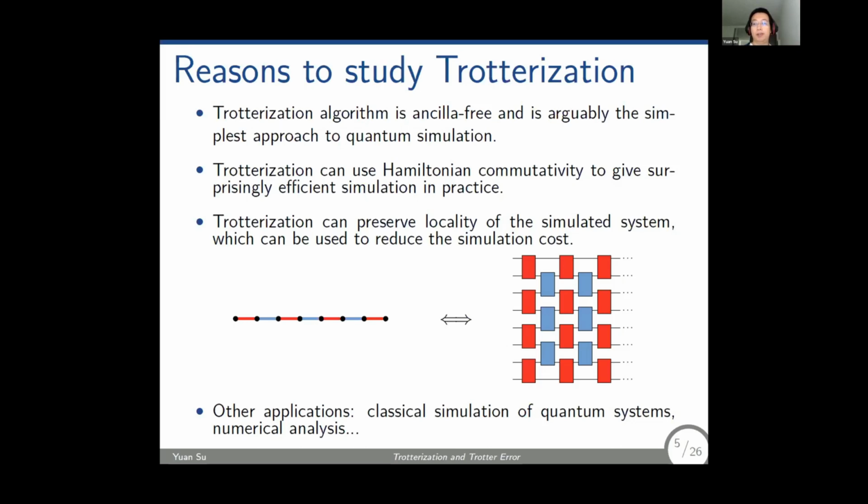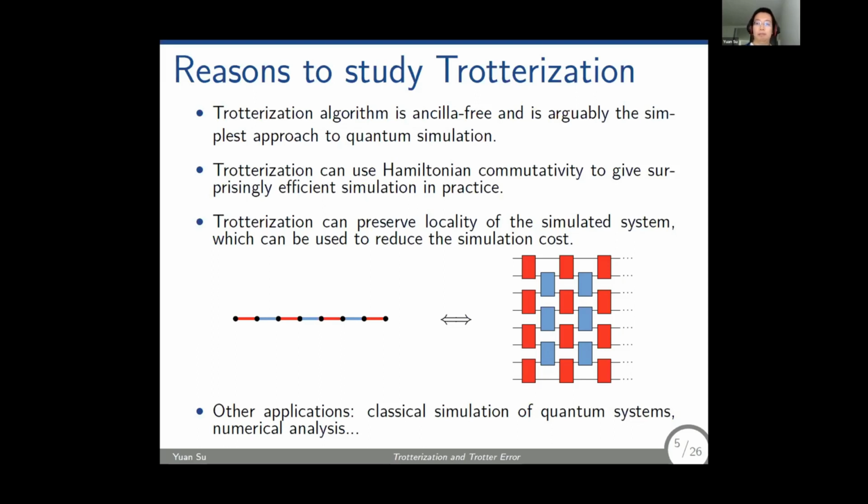Then correspondingly, if you look at the quantum circuits corresponding to this Trotterization or product formula, you have some quantum circuit like this. It also has some kind of locality property here. And sometimes this kind of locality property can help you further speed up your quantum simulation. Some other applications, for example, in classical simulation of quantum systems, in quantum Monte Carlo simulation, or even in areas beyond quantum computing. So this is a formula, a mathematical tool that could potentially have many applications.